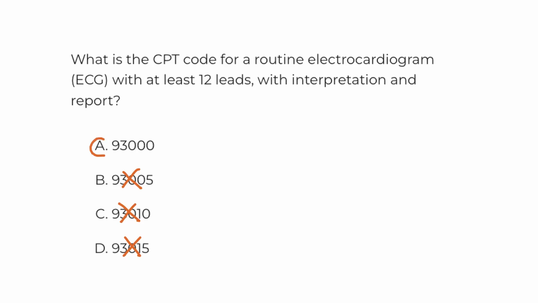Then, last but of course not least, we have A, 93000, which is our correct code. This is the correct answer. This is the code for a routine ECG with interpretation and reporting, and therefore A is the correct answer.